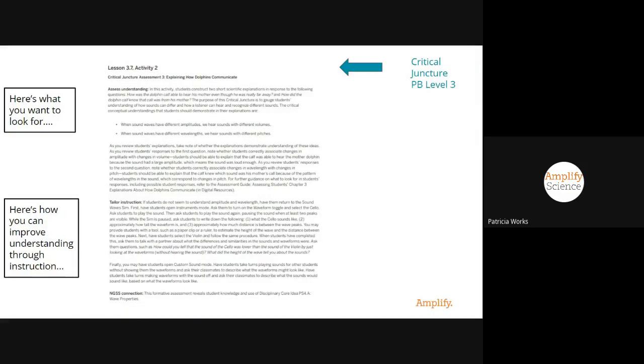In Critical Juncture 3, we're looking for student understanding of how sounds can differ and how a listener can hear and recognize different sounds. The concepts you want to see demonstrated in student explanations are that when sound waves have different amplitudes, we hear sounds with different volumes. And when sound waves have different wavelengths, we hear sounds with different pitches.